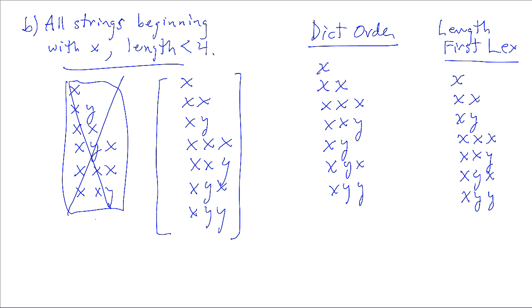You can see the difference in the orderings here. For example, these two are in dictionary order, but the XXX would be before the XY if we were doing dictionary order. But this gets the strings of length 2 in Lex order, and then it also gets the strings of length 3 in Lex order. Okay, hope that helps. This is part B. Let's see if I can do part C here.